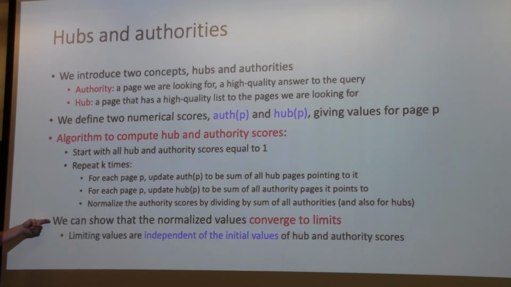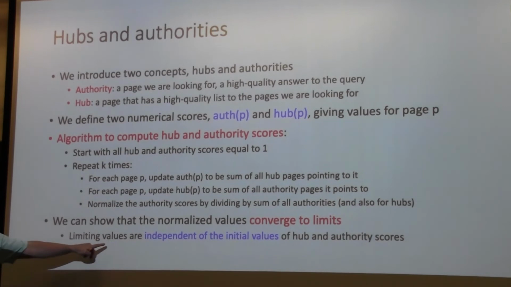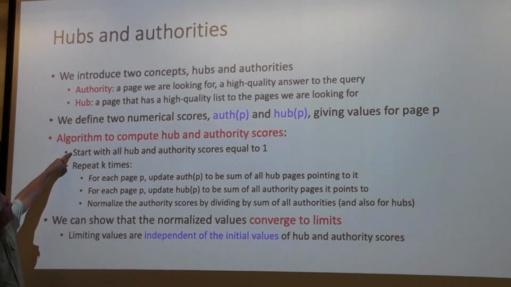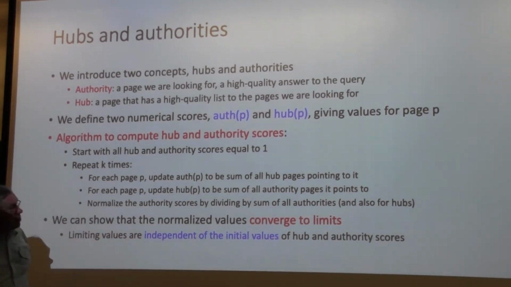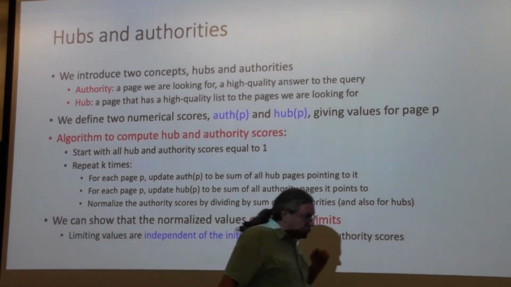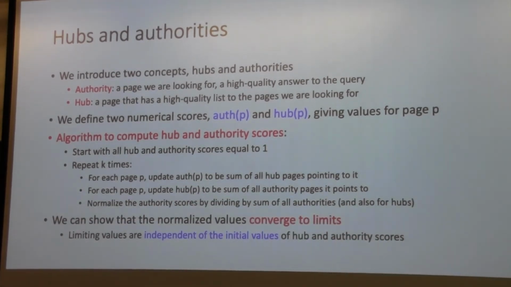And this actually converges. I'm not going to prove that today, but I will prove that next lecture when I present another way to show this algorithm. The limiting values are independent of these initial values. One, it's based completely on the structure of the network. It's interesting, huh?